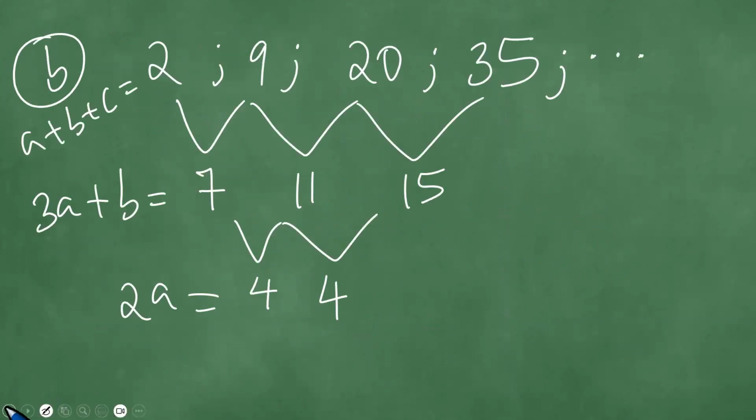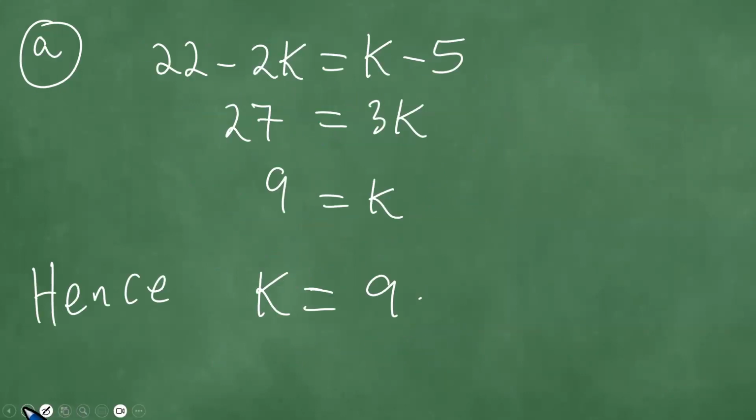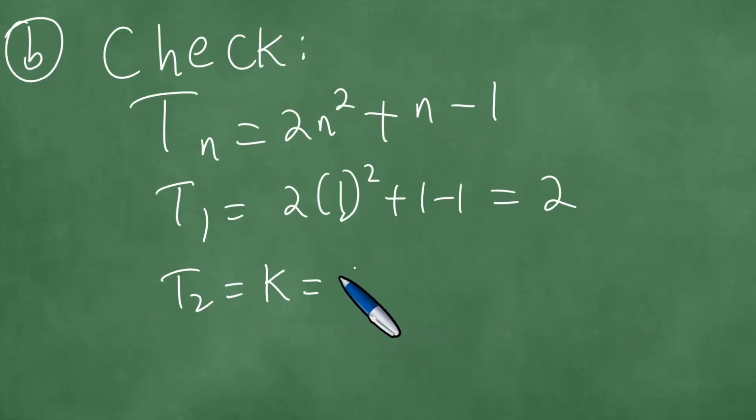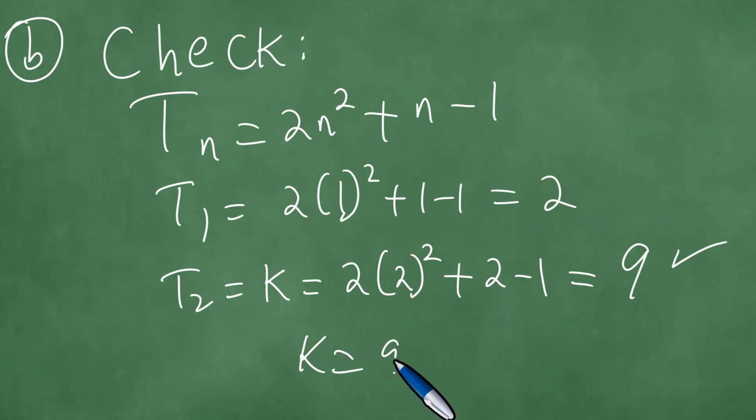So obviously, we recall that we had the sequence 2, k, 20, and 35, but we got k equals 9. So let us just verify if this is the case. This is 2 into 2 squared plus 2 minus 1, which is 4 by 2, 8, plus 2, 10, minus 1, which is exactly 9. So obviously it produces k equals 9 here, so we are done.